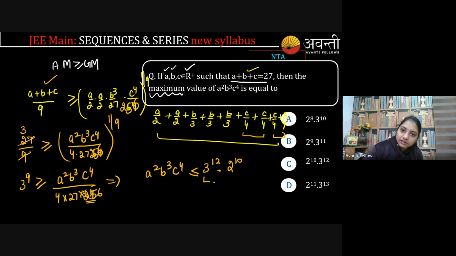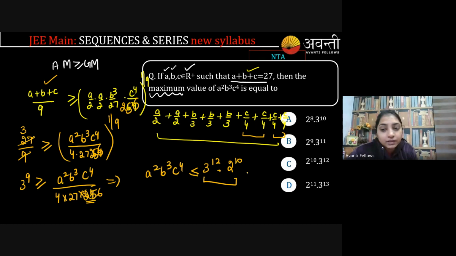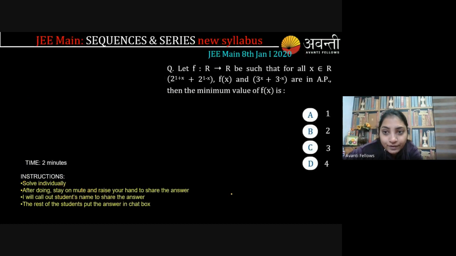Is this any answer there? That maximum value is 3 raised to power 12 into 2 raised to power 10. C option. So am I clear on this part? Any doubt, any confusion? Clear to everyone? Are you able to find out which type of question this is?